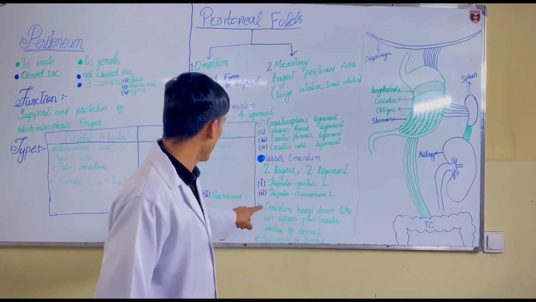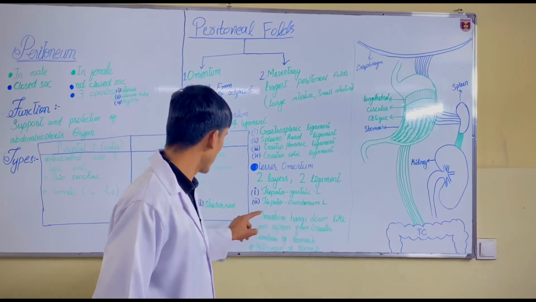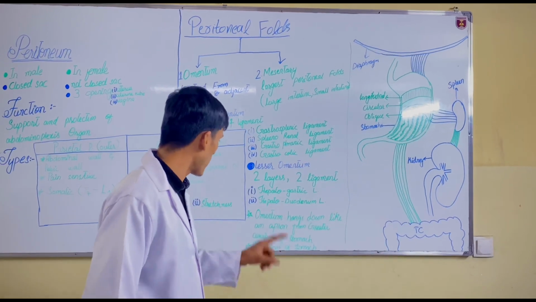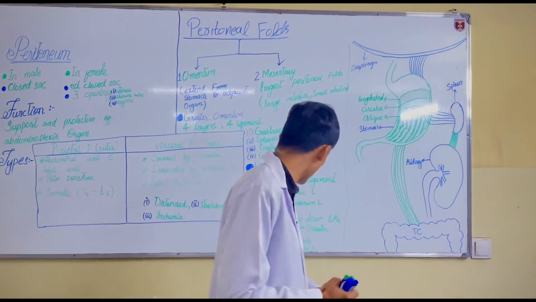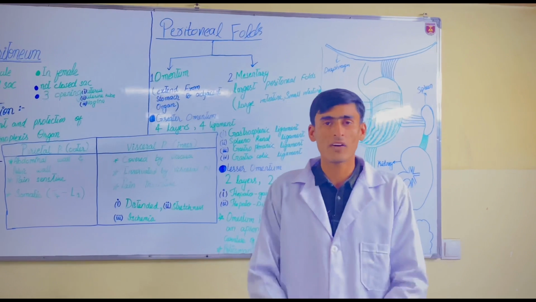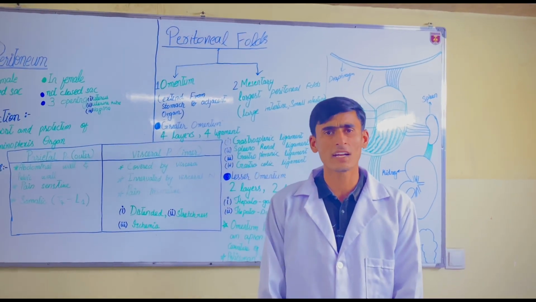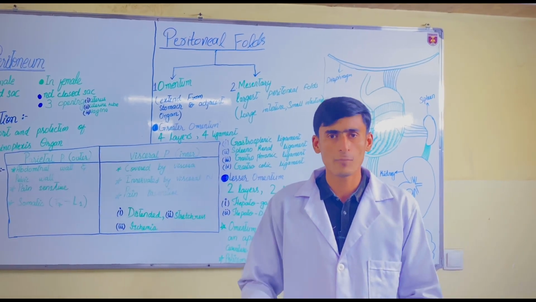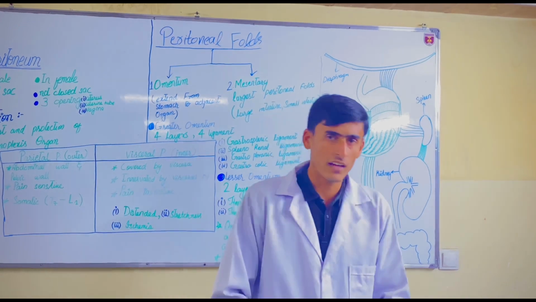Then at the end, omentum hangs down. The omentum hangs down like an apron from greater curvature of stomach, called policeman of stomach. Why is it called policeman of stomach? Because it prevents spreading of infection.